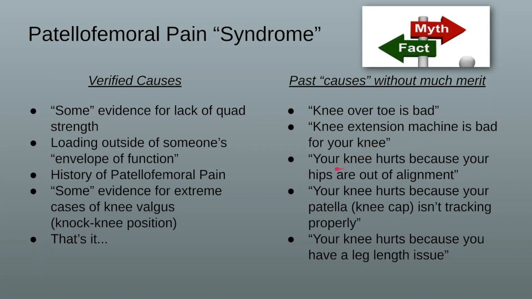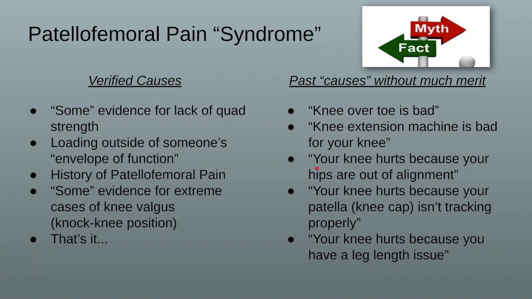I hate hearing this one, but again, I've probably been guilty of this when I first started out. Your knee hurts because your hips are out of alignment, which if somebody tells you that, they're probably talking about your SI joint in the back. If we're looking at somebody laying on a table or moving and looking at all these landmarks on your body, it is way too hard to tell with just your eyes.